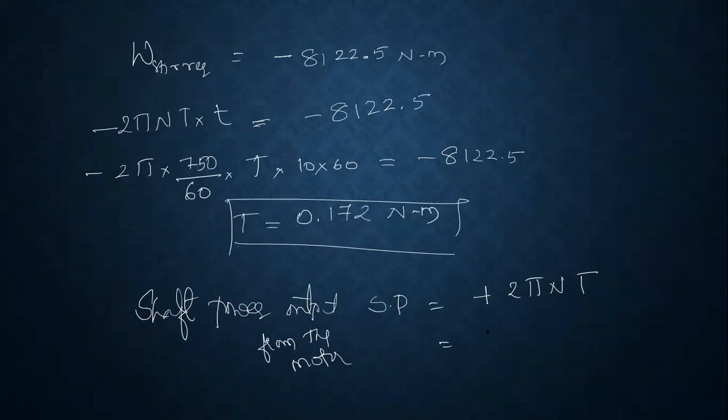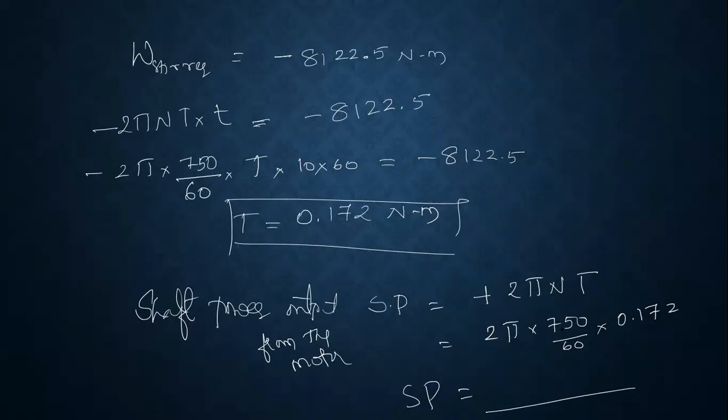Therefore, it will become plus 2 pi n, with n as 750 divided by 60, and the torque is 0.172. Then the answer, the shaft power from the motor, you will get in seconds. Therefore, the answer will be in joules per second. Torque is Newton meter, per second. That is joules per second, or else watt.